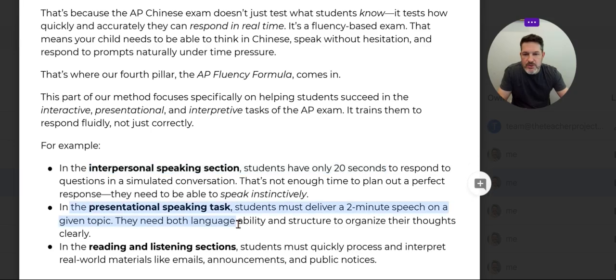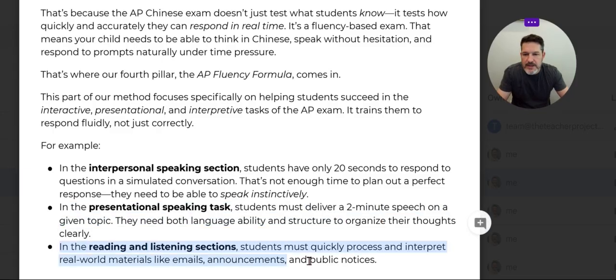There is a presentational speaking task where students have to deliver a 2-minute speech on a given topic. And so here you just need to draw on all your vocabulary, but being under a time constraint pushes your brain to not worry so much about is this right or wrong. And so that's why when we come back to that immersion loop where you're already thinking in the language, it becomes much easier. You're already halfway through the assignment.